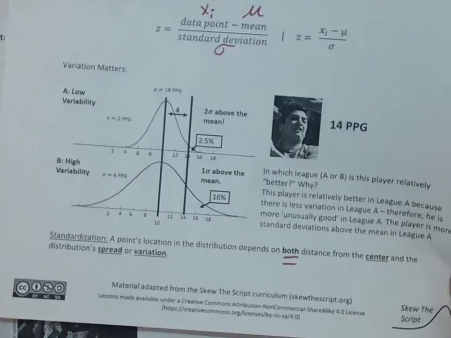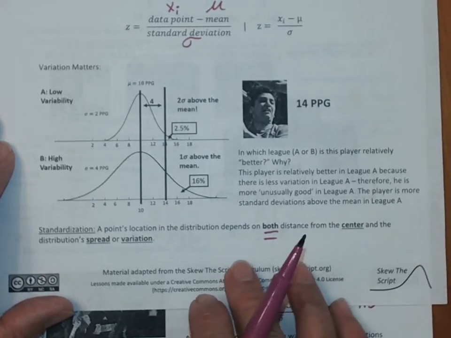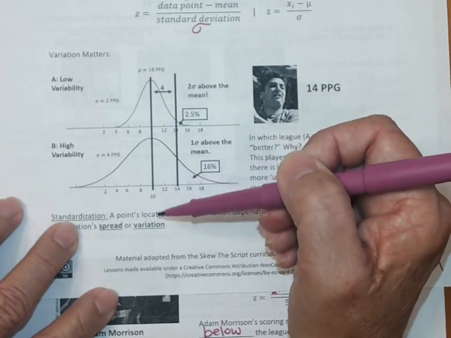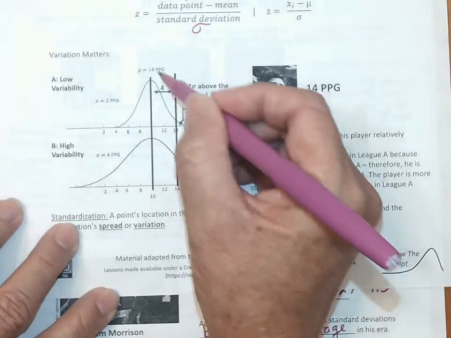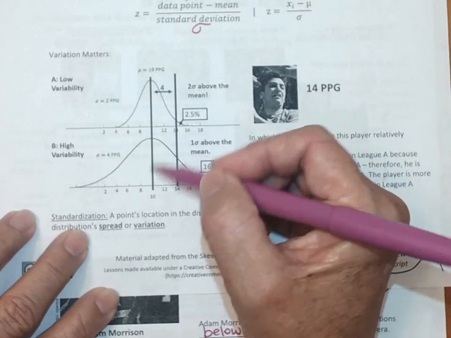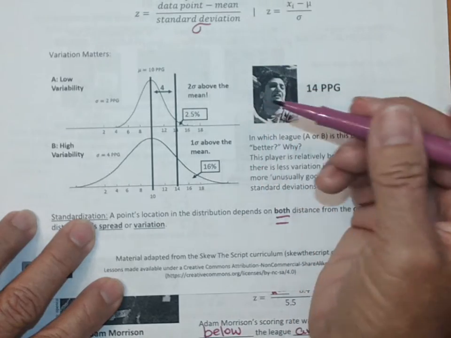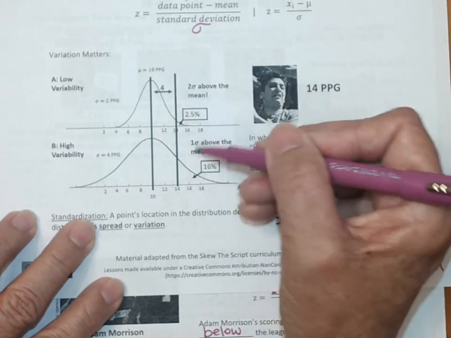So I want to come back now to that previous page to talk about this. And here we have two different distributions. They both have the same mean. So the distribution is under this curved line. So they have the same mean. But if I scored 14, is that better for group A or group B?